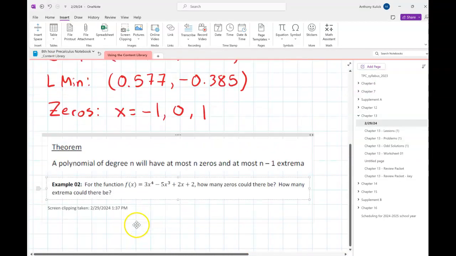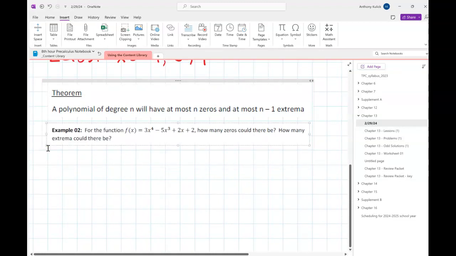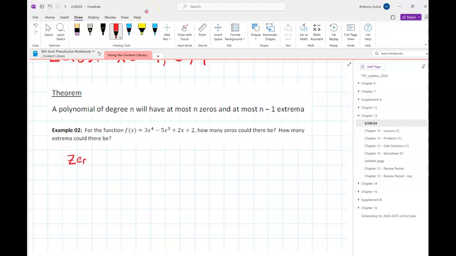So here our function is 3x to the 4th minus 5x cubed minus 2x plus 2. How many zeros should we or could we find for this function? How many zeros? Four is not quite right. Not 7. 7 is less right than 4 was. 3 could happen.